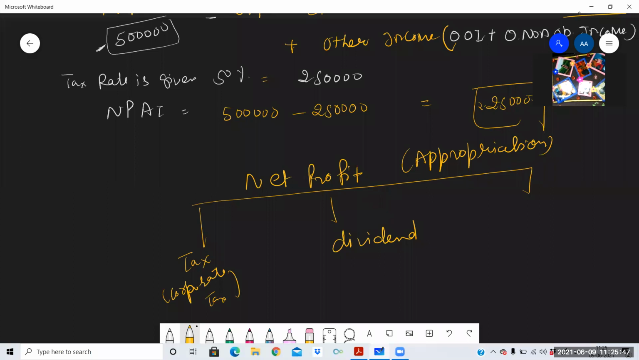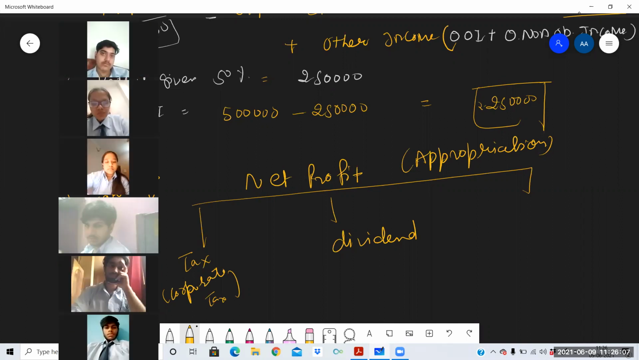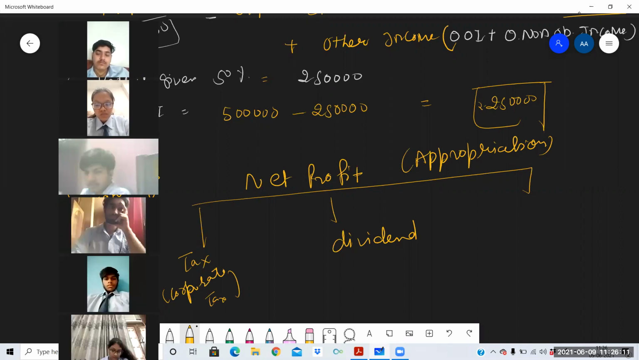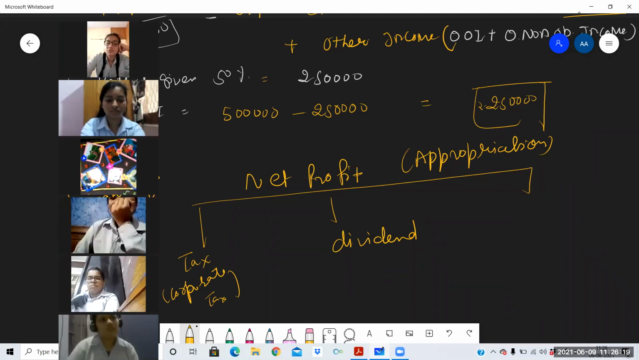And all of you have studied in 11th class a concept that was retained earnings. Anyone can tell me the meaning of retained earning? Anyone? Please raise your hands. Meaning of retained earning. Yes, please tell me. You can raise up your hands. In 11th class in business studies, you have studied beta retained earnings. Yes, Vaishali. Yes, beta, you can speak up.